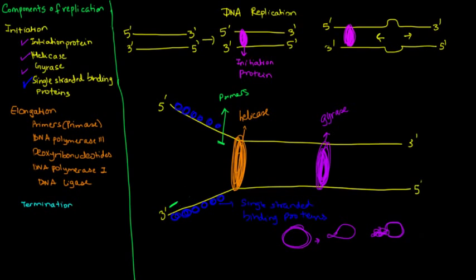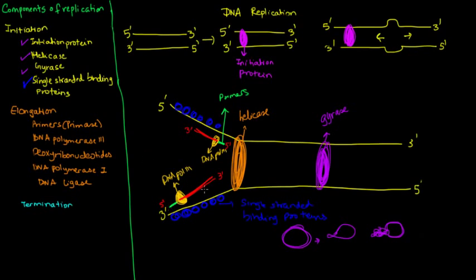So once I have my primers in line, DNA pol can come in, bind to my primers, and start synthesizing new strands. So this is my DNA pol 3. DNA pol 3. And start synthesizing my newly synthesized strands by adding nucleotides. The synthesis of new DNA strand is always from 5' to 3'. 5' to 3'.